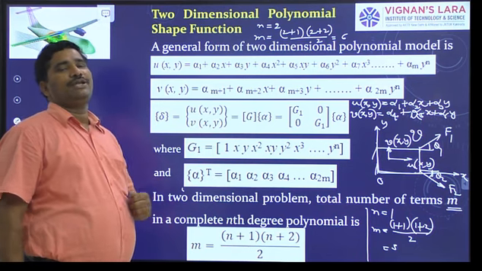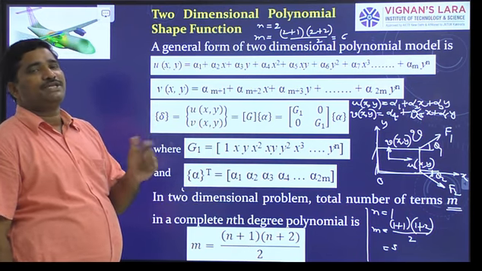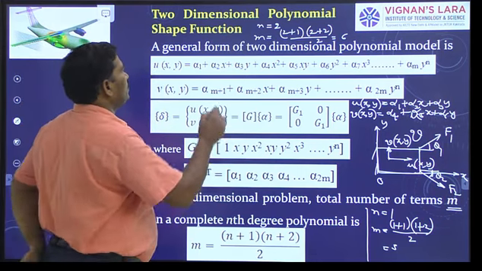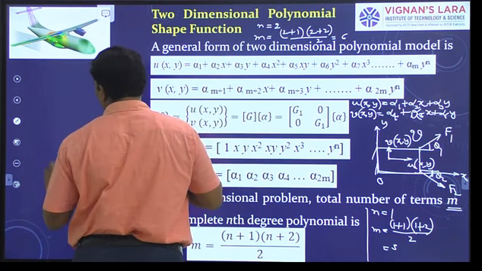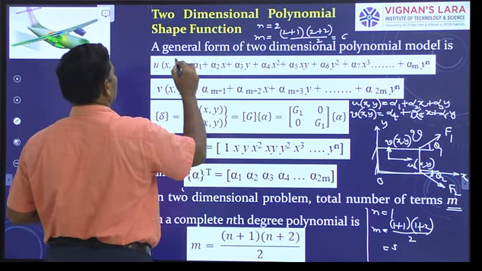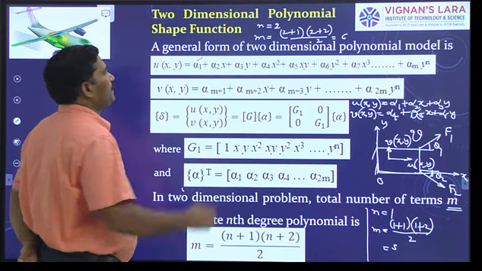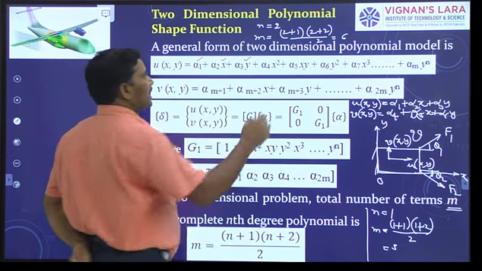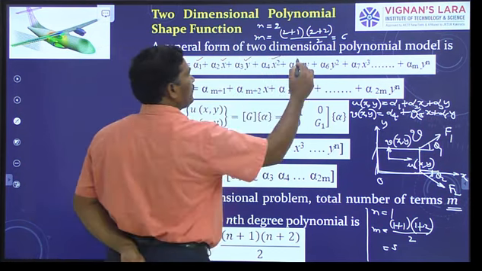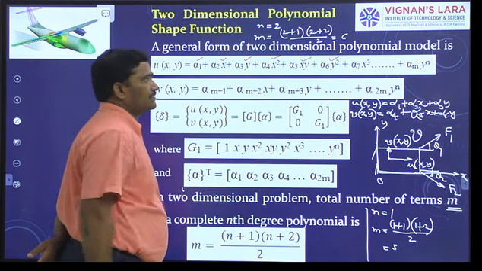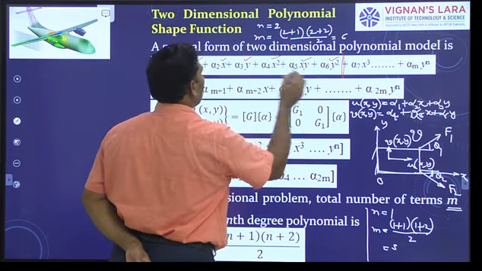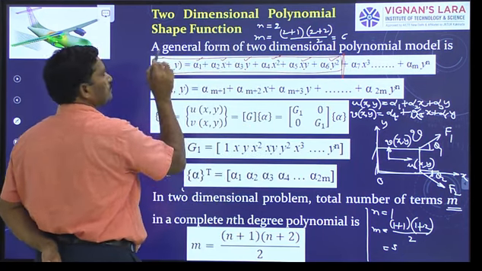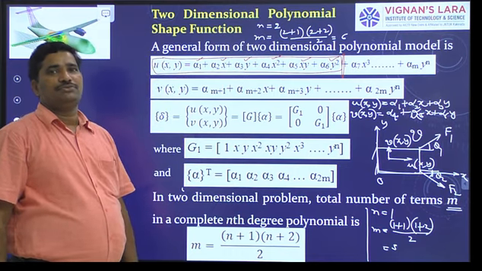Here the order of the polynomial is 2. Therefore, how do you write the expression for u? u of variables x and y equals alpha 1 plus alpha 2 x plus alpha 3 y plus alpha 4 x square plus alpha 5 xy plus alpha 6 y square. Up to this you have to consider. This is your polynomial for u when the order is 2.